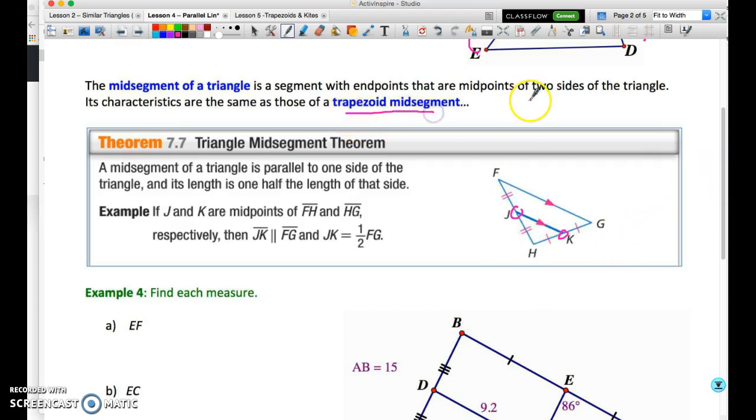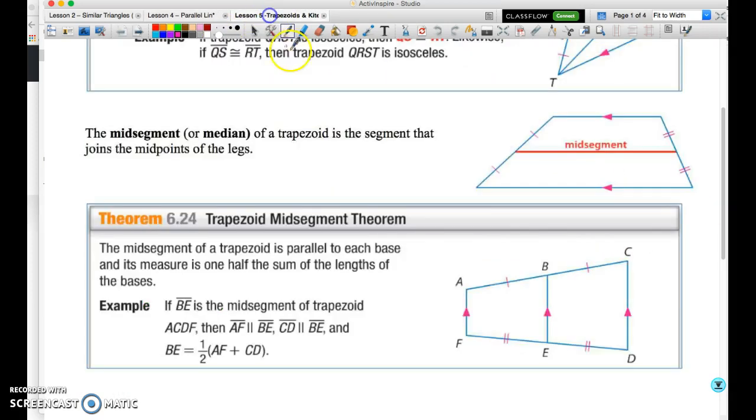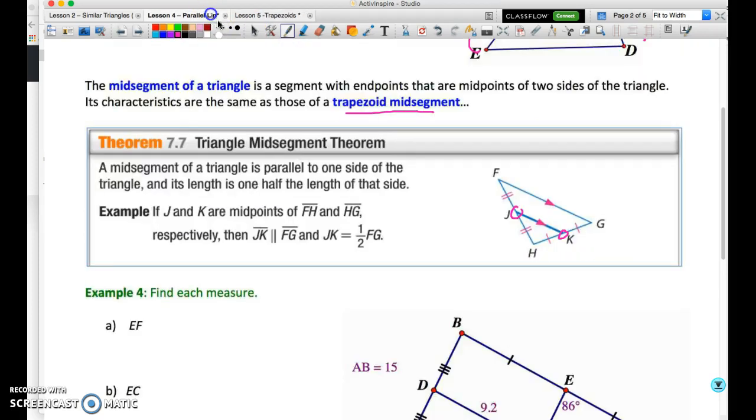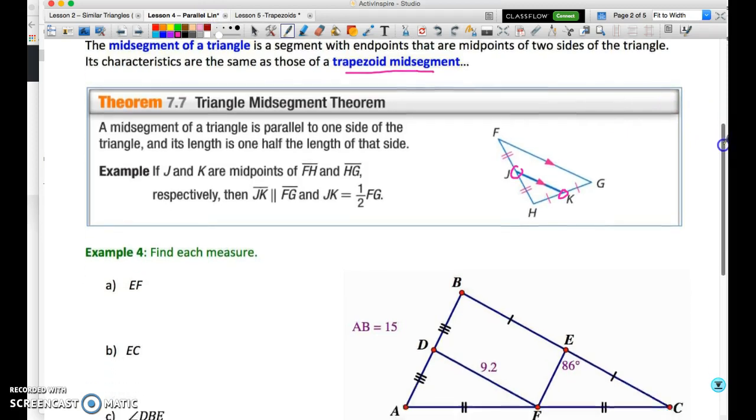It's the exact same idea as the trapezoid midsegment, and so you may recall we did the trapezoid midsegment theorem that said the line segment joining the midpoints of two sides of a trapezoid is parallel to the third side, and its length is the average of the trapezoid's bases. This is a very similar theorem.